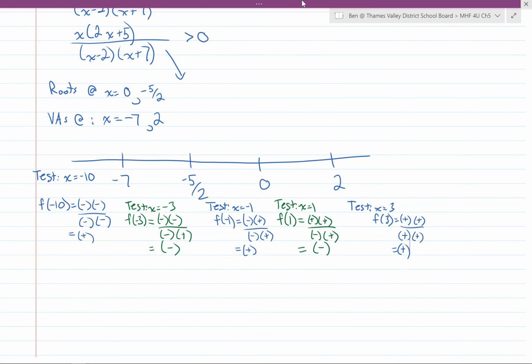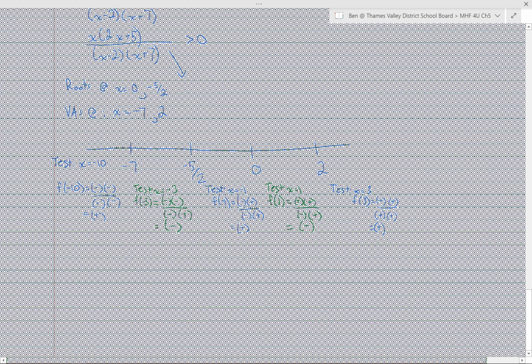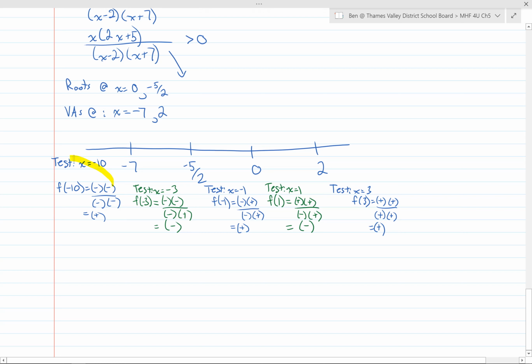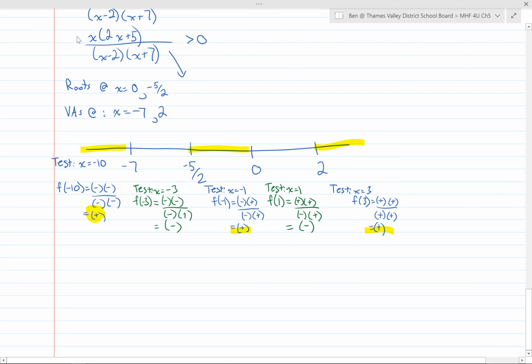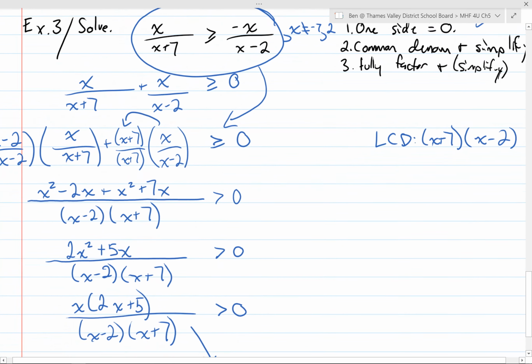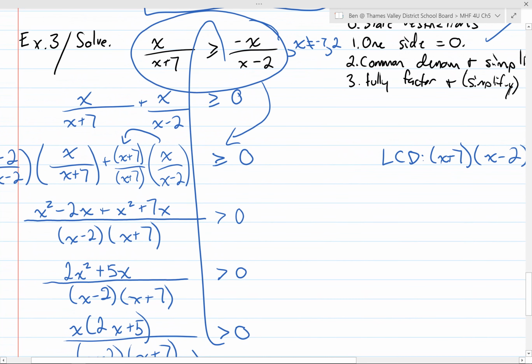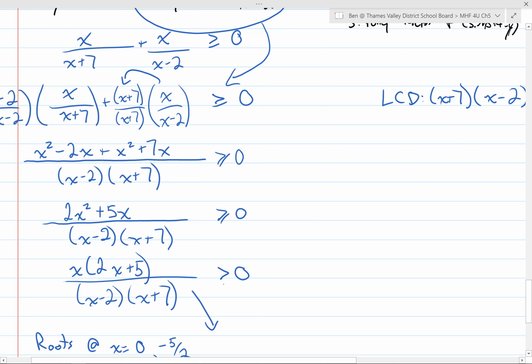Now you should have found that your function is going to be greater than 0 in between negative infinity and negative 7 here, in between negative 5 over 2 and 0 here, and in between 2 and positive infinity there. Now this time, though, we need to be careful. Our solution is not, whoops, you know what? It looks like I got a little bit lazy as I copied these down. My inequality sign changed here. See that? Let's try and fix that. My inequality sign should be greater than or equal to, right?